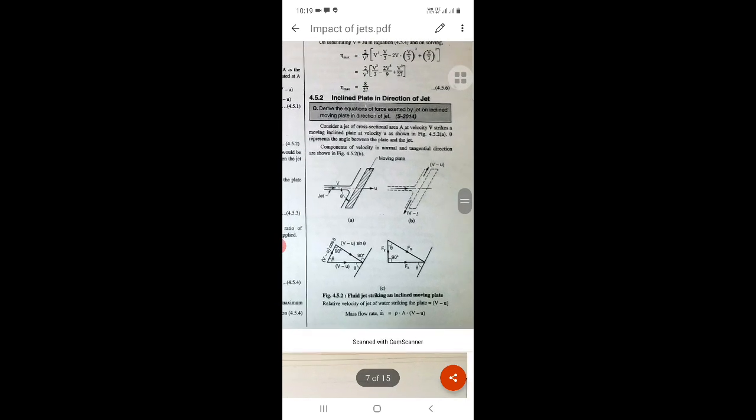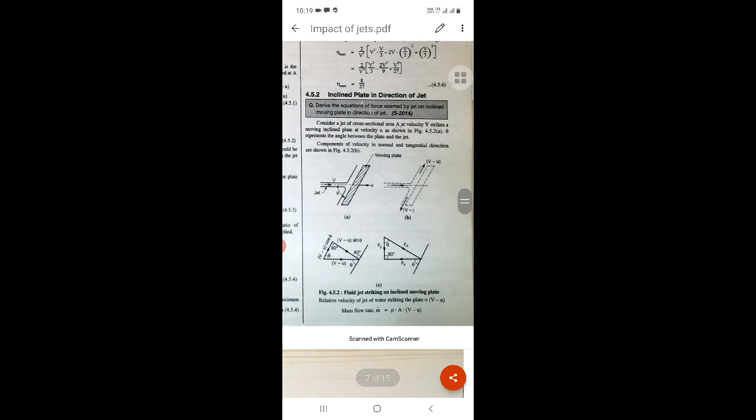So, this is a diagram of an inclined plate in the direction of the jet. The jet has a cross-sectional area A, calculated with the help of diameter D.